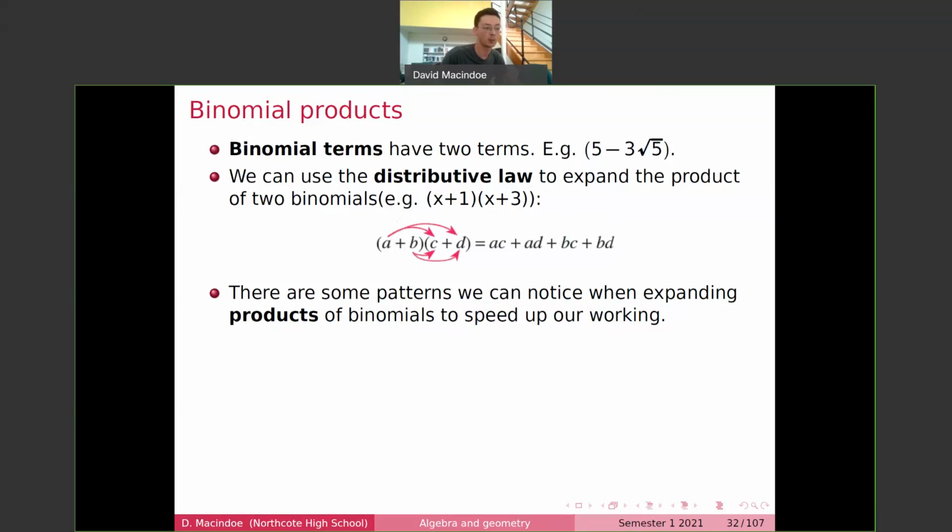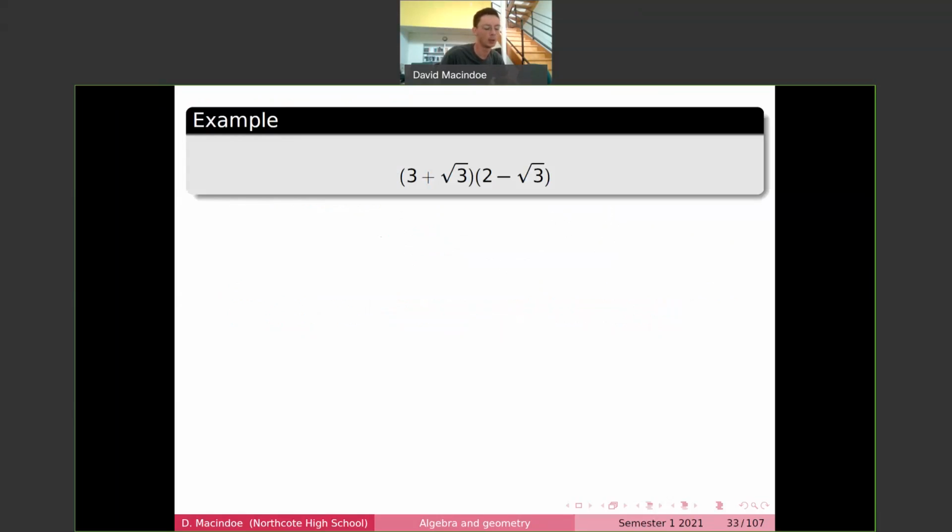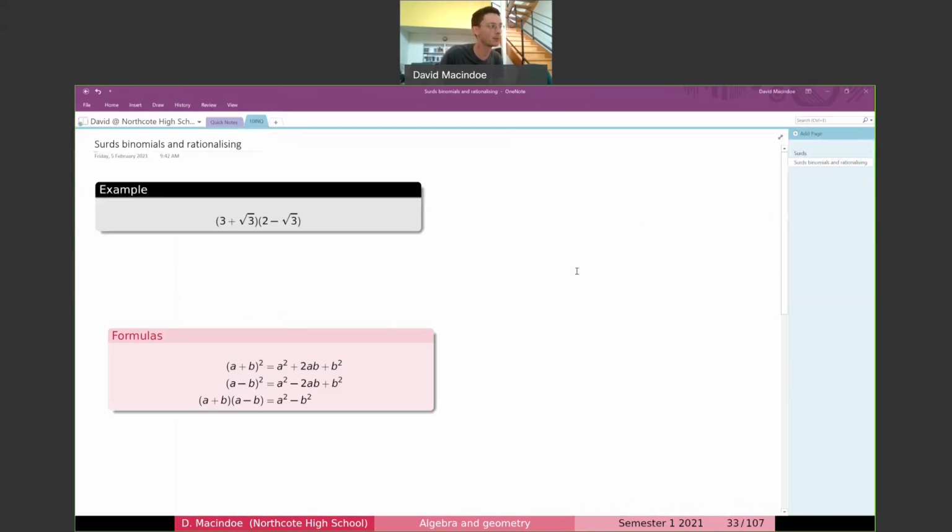Another thing we want to do, if we really want to speed this up, is notice some patterns in these products, especially the ones that come up most commonly. So we'll just do one where there's no obvious pattern, fairly arbitrary numbers, you might say. How do we do this? Well, we just expand with our crab claw. If you want, you can draw out what looks a bit like a crab claw, and you just multiply the things that have the arrow.